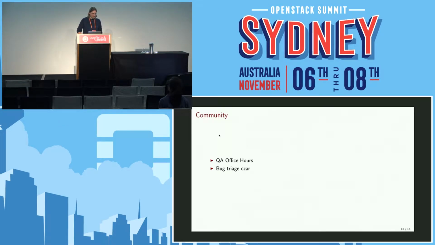We also created the role of the bug triage czar, which is a person who is responsible for driving bug triage for all the QA projects. So we want to make sure that we stay on top of our bugs. We have several users of the testing tools, so if there are bugs reported, we want to make sure that we triage them promptly and we react accordingly.